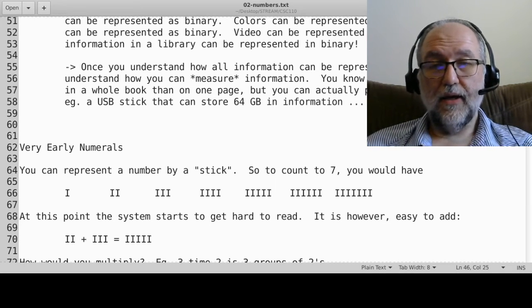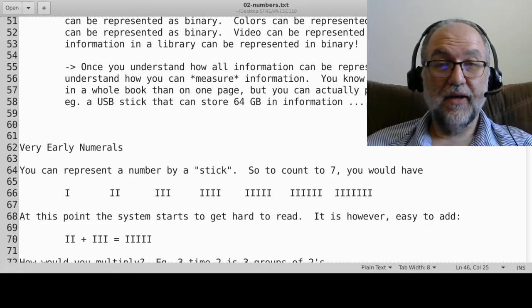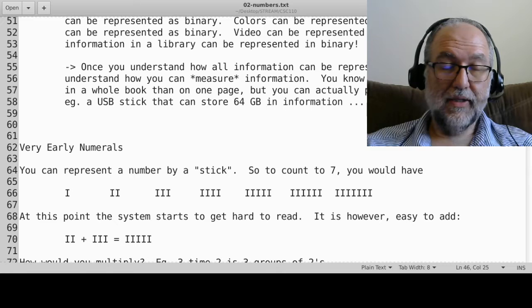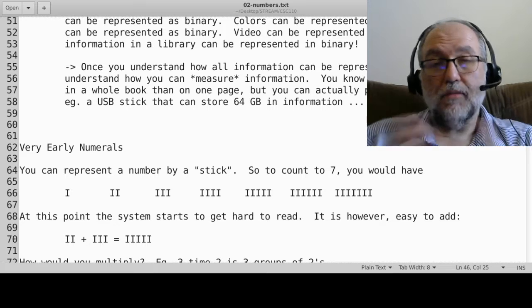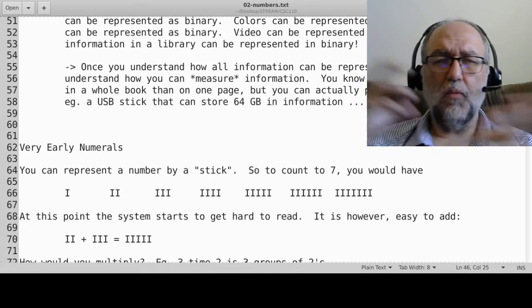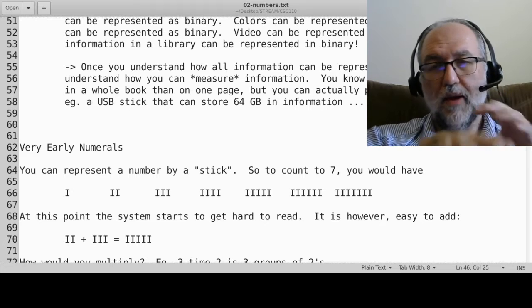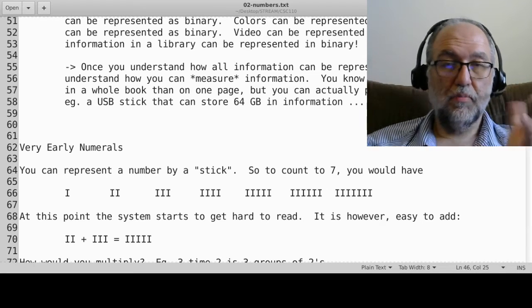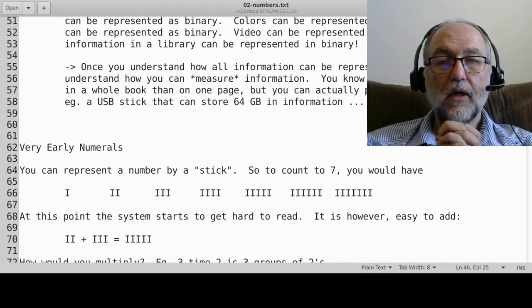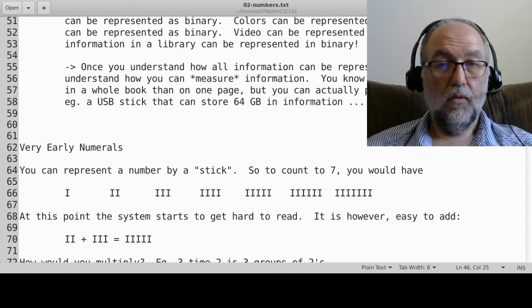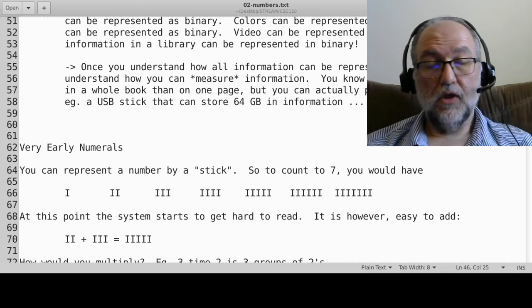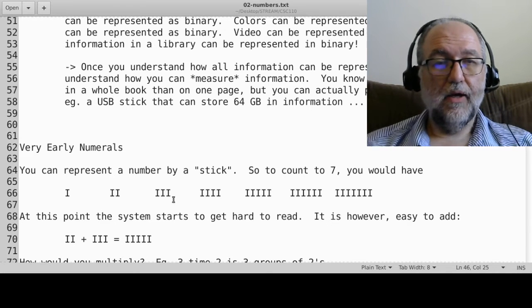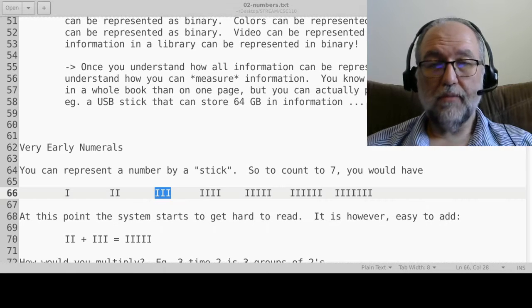Well, one technique is to just put a stick, a line, for every item that's out there. So you might have, say, three cows. They might all look different from one another. One might be brown, one might be black and white, and the other one just black, but the colors don't matter. One might be bigger and the other smaller, but the sizes don't matter. We just want to abstract out how many of them there are. So we say there are three, and how do I represent three? Three sticks.